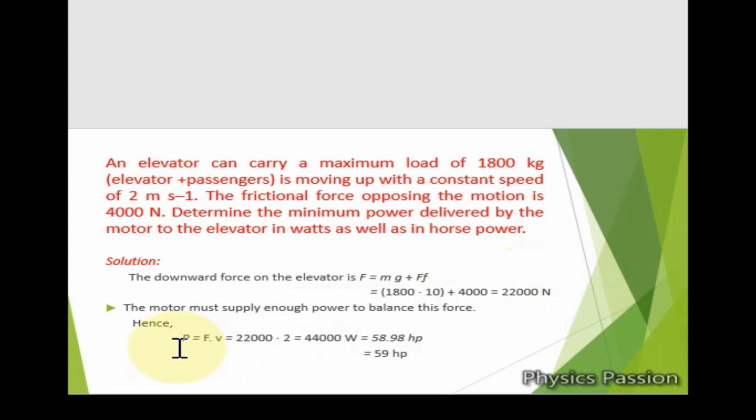So power is the dot product of force and velocity. So this is the force and velocity is given to be 2 meter per second. So it will come out to be 44,000 watt. If I divide this 44,000 by 746, I will get the power in horsepower, which comes out to be 58.98 horsepower. 44,000 divided by 746, we will get 58.98 horsepower, or I have written it to be 59 horsepower. So this is how we will calculate power in this case in horsepower as well as in watt.